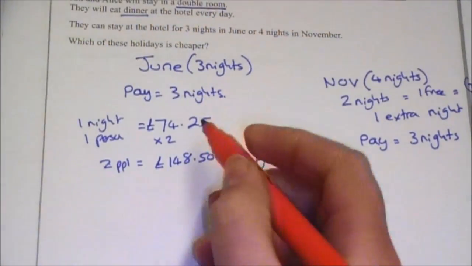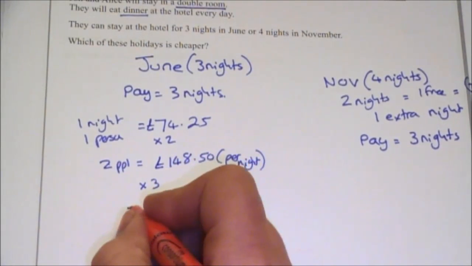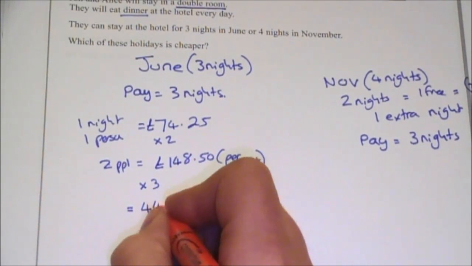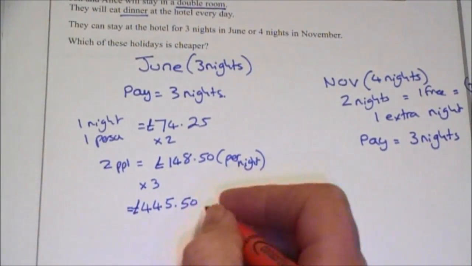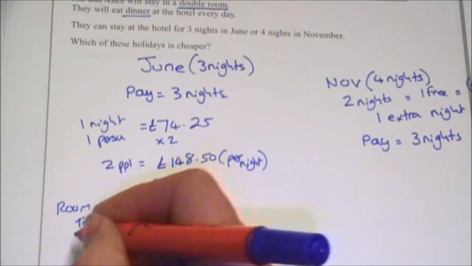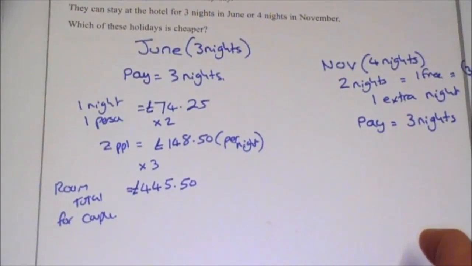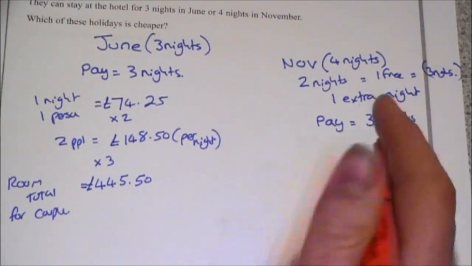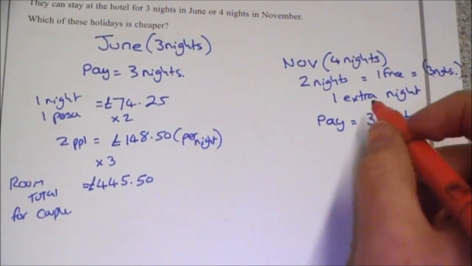Now, I also know that I'm going to be paying for 3 nights, so I need to times that by 3, which will give me £445.50. So that's the total room cost. That's the room total for the couple, so for both people. Now let's look at the room cost for November. So I'm paying for 3 nights.